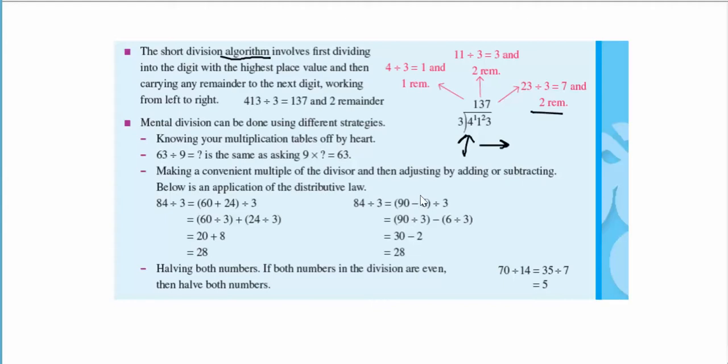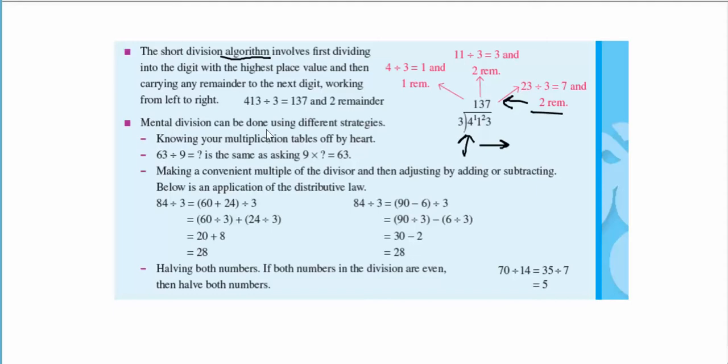So hopefully that makes sense, and this sort of shows as you go. 4 divided by 3, 1 remainder, that 1 gets carried over. 11 divided by 3, and there's 2 remainder, so the 2 gets carried over, and the last one gives you 7, and there's 2 remainder. So that 2 remainder is tagged on to the end there.